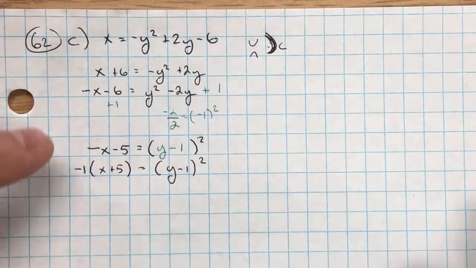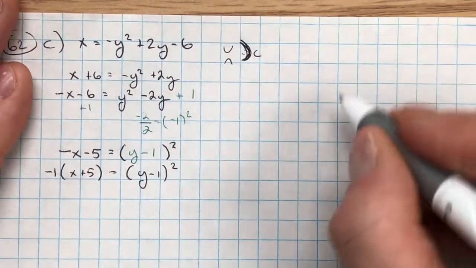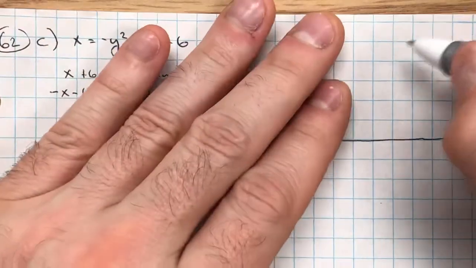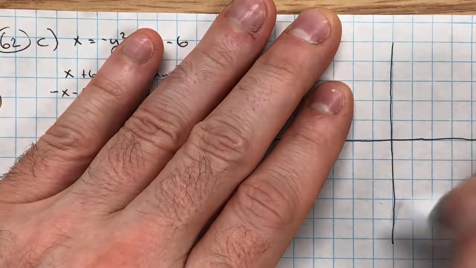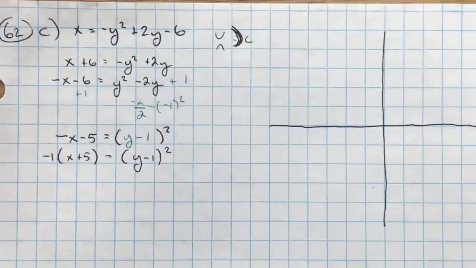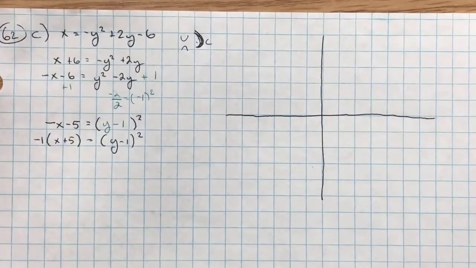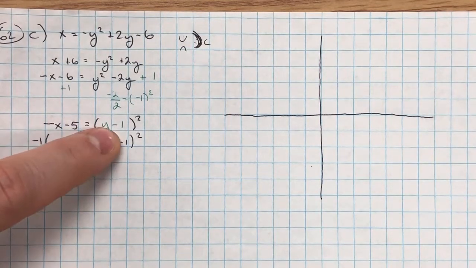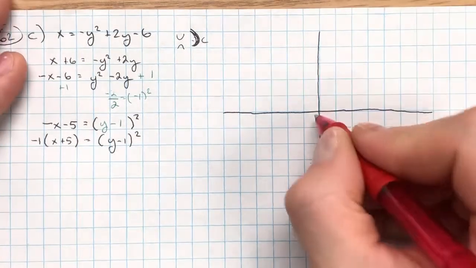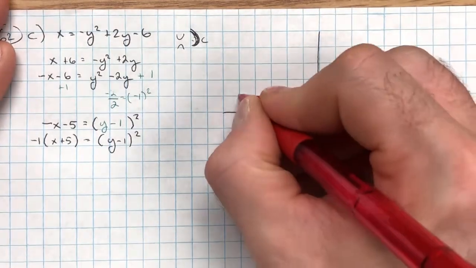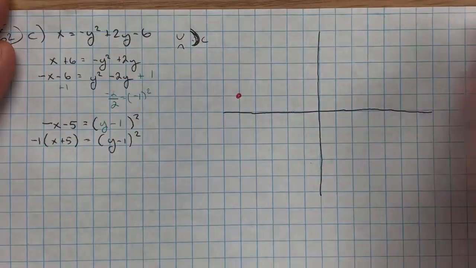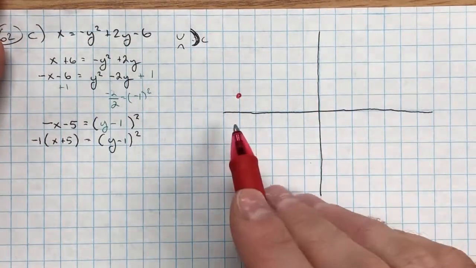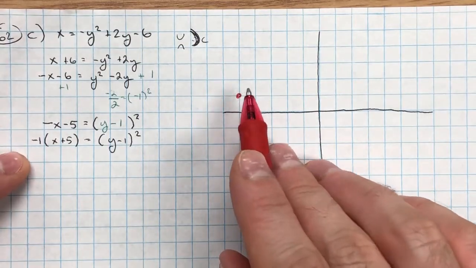So let's go ahead and first off graph where my vertex is. Whoop, that's a slightly better but equally horrible graph. Let's zoom out just a bit so we can see all that. Okay, so my vertex is at negative 5, positive 1. So I'll come over here and say 1, 2, 3, 4, 5, positive 1. Probably should have moved my graph over a little bit, or moved that axis over, but we're going to keep going. So negative 5, positive 1.